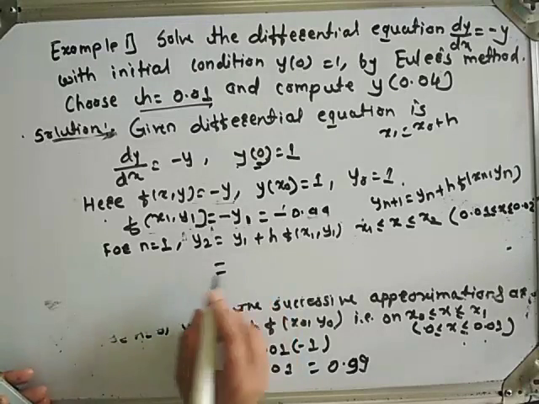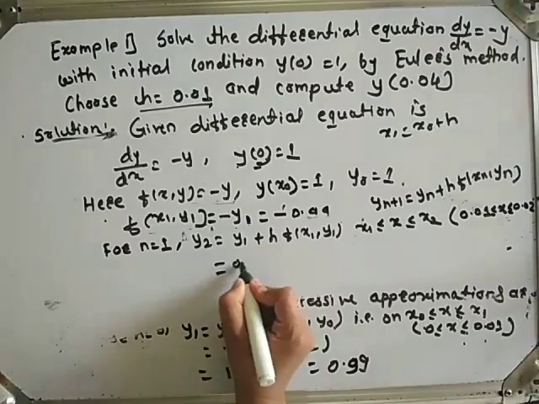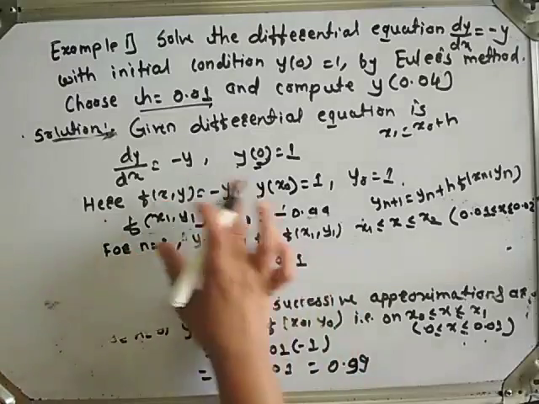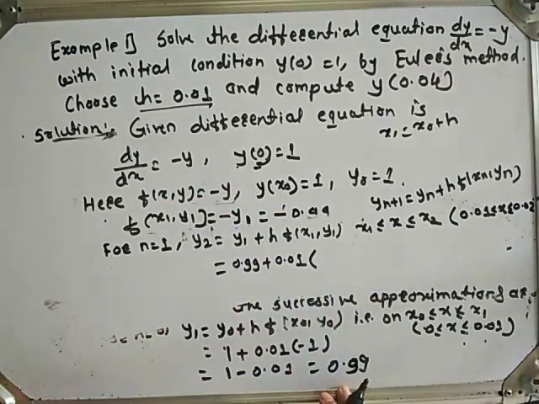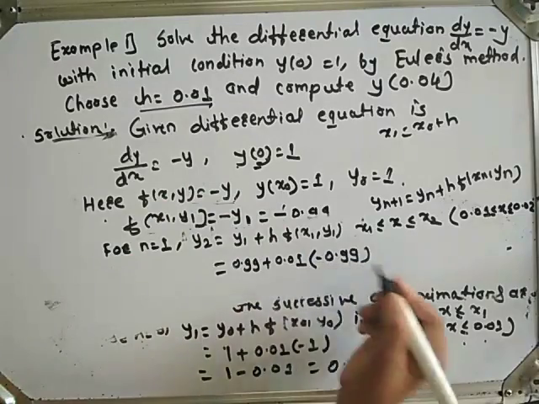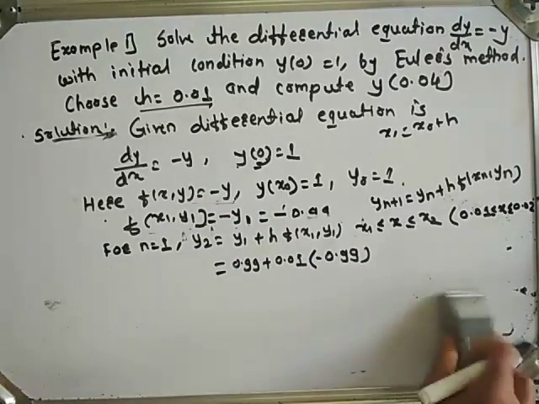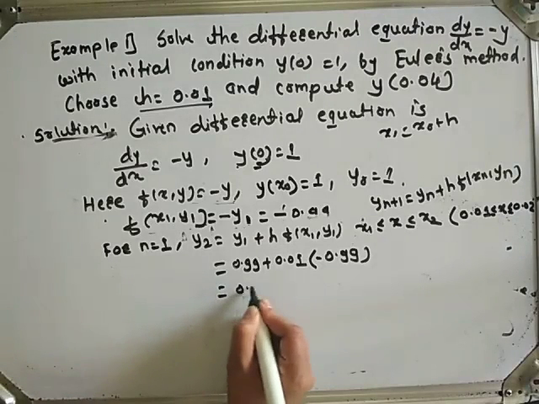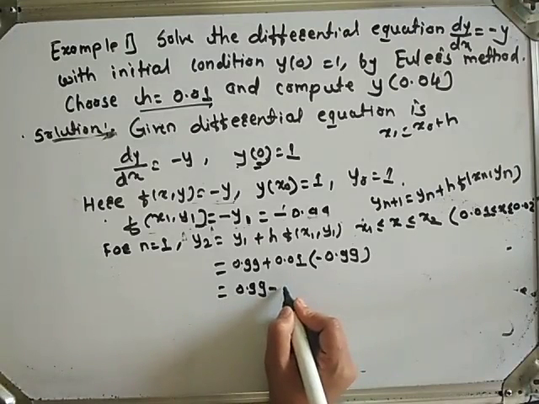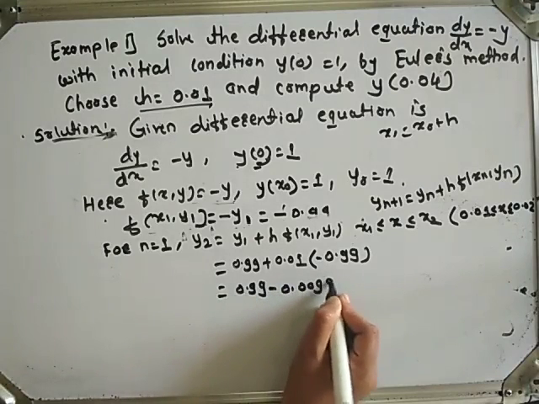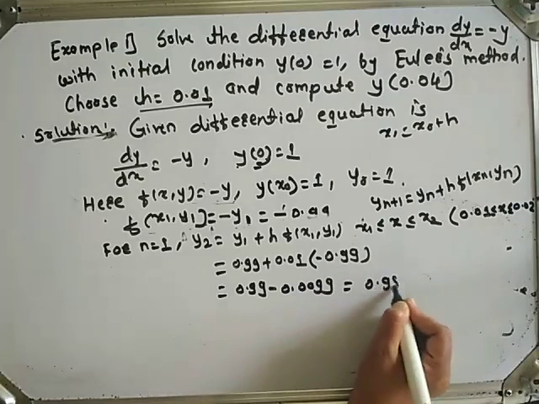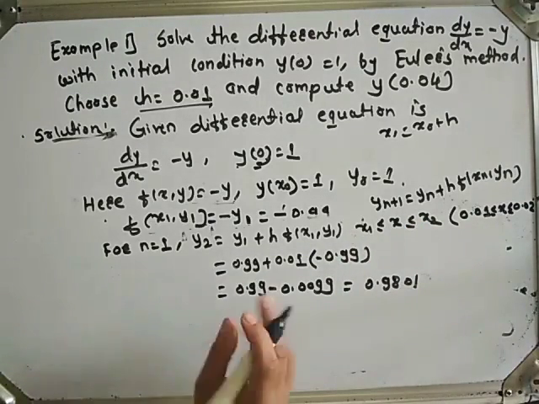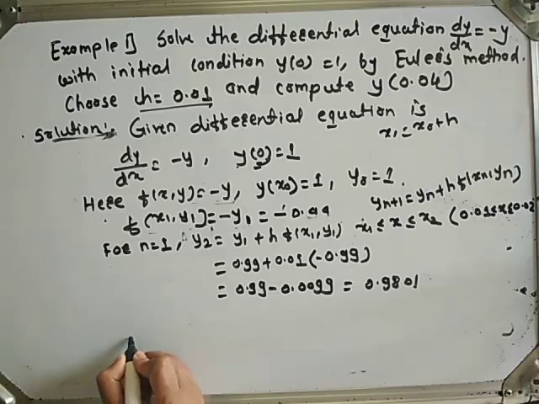Put all the values. y1 is 0.99 plus h, which is 0.01, into f of x1, y1, which is minus 0.99. Calculate this on a calculator. We get the answer 0.99 minus 0.0099, which is equal to 0.9801. For y3 we require f of x2 comma y2, so we calculate.